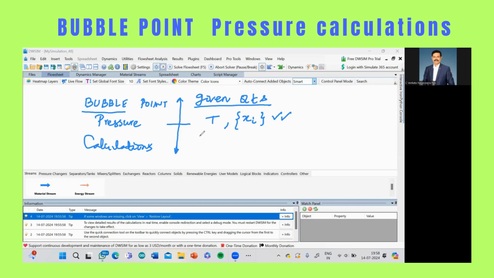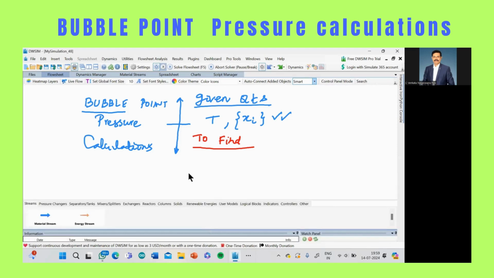Okay. Next, what to find? If it is a bubble point pressure calculation, what am I trying to find in this type of calculation? In fact, if I say just bubble point calculation, it would be a little confusing. That is why I'm using bubble point pressure calculations. You should be very careful here. The window which you are seeing, the total window in which I am writing this text, is known as the DWSIM flow sheet window.